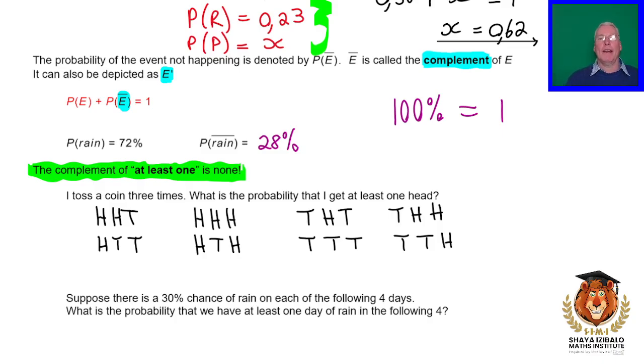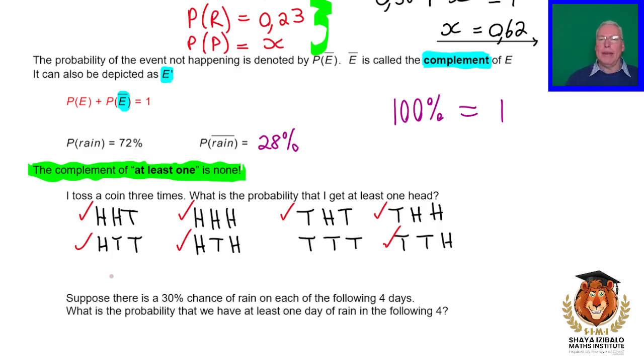Now, which ones must I count if I want at least one head? Here, do I get at least one head? Yes. Here, yes. Here, yes. Here, yes. Here, yes. Here, yes. Here, no, and here, yes. So in fact, in all but one of them, I get at least one head.